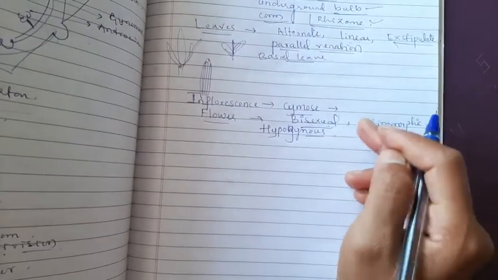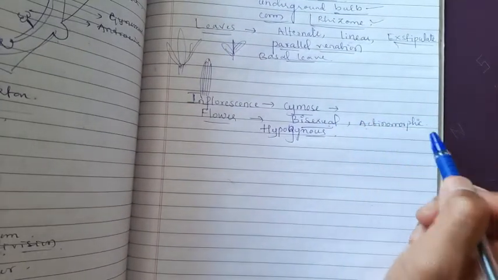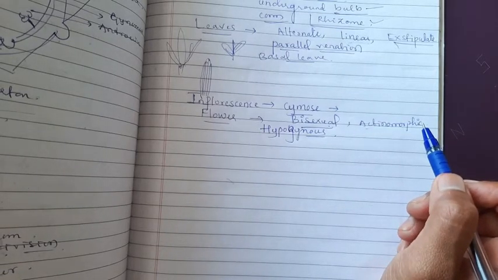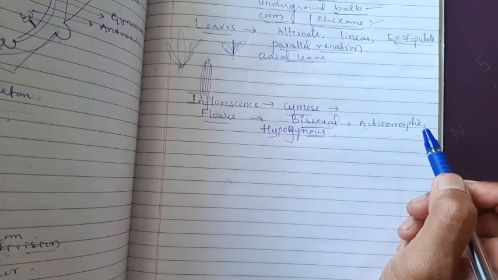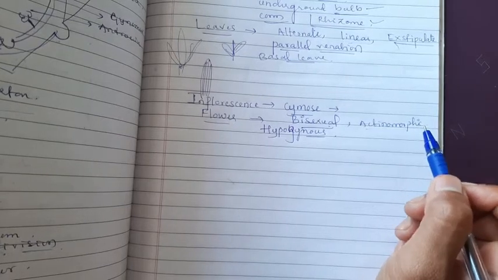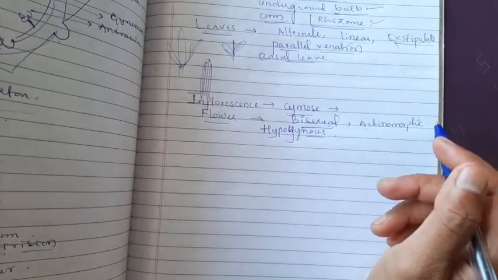Bisexual in the sense both the sex organs are present. Actinomorphic means the flower can be cut into two equal halves from any direction. It is known as radial symmetry. Hypogynous means superior ovary.